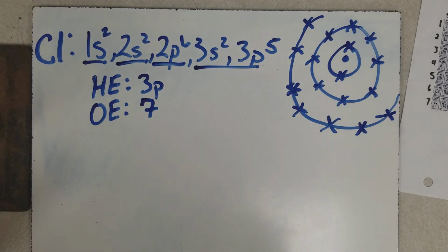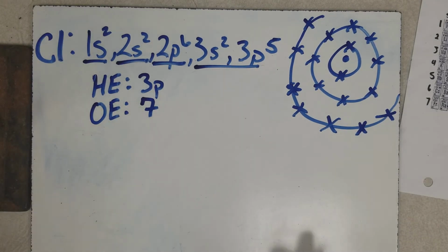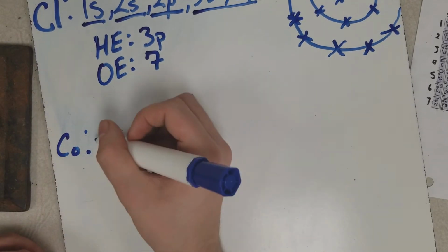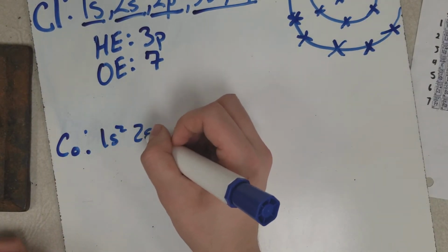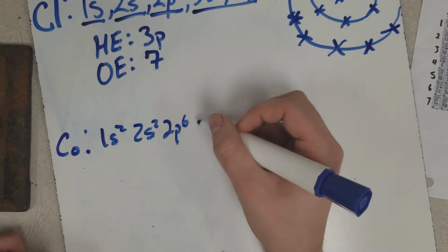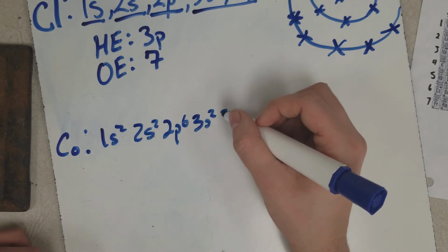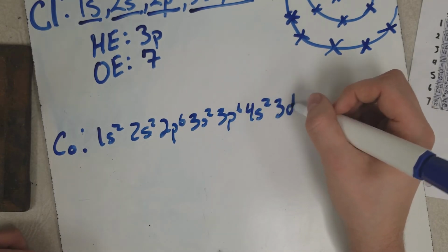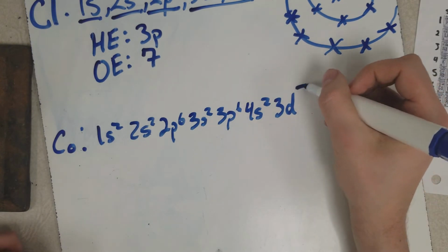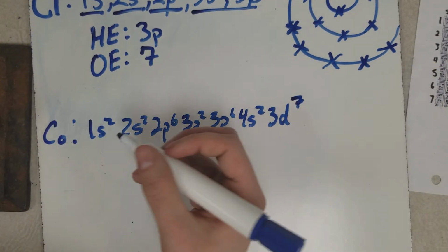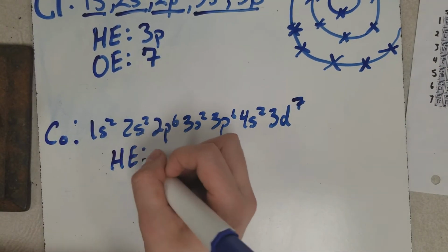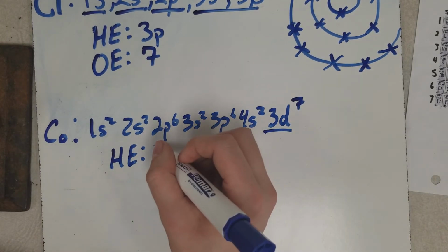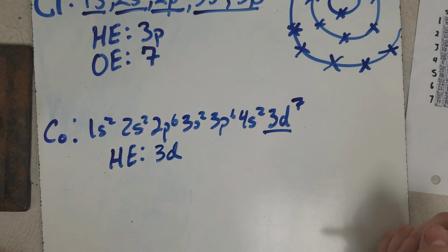If we look at another example, let's take cobalt, for example. So Co. Our electron configuration for this is going to be 1s2, 2s2, 2p6, 3s2, 3p6, 4s2, 3d7. So with this one, again, to find the highest energy level, you're literally just looking at the very end. So that's going to be the 3d.